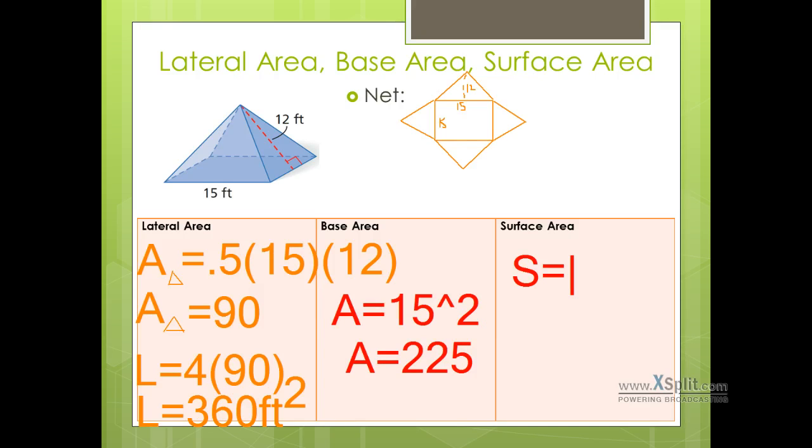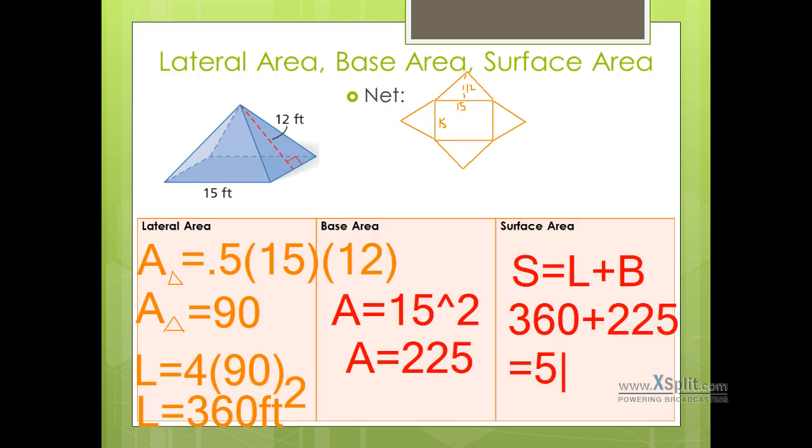Surface area. Every single problem in last chapter had to do with lateral area plus 2 bases. This is going to be slightly different since we only have 1 base. We can get rid of the 2. Surface area is lateral area plus base. So 360 plus 225 gives us a grand total of 585. 585 feet squared for our surface area of this figure, with a 360 lateral area and a base area of 225.